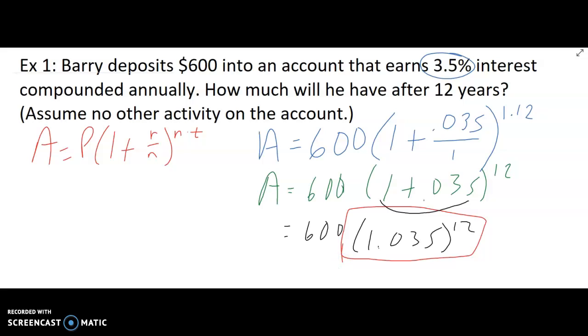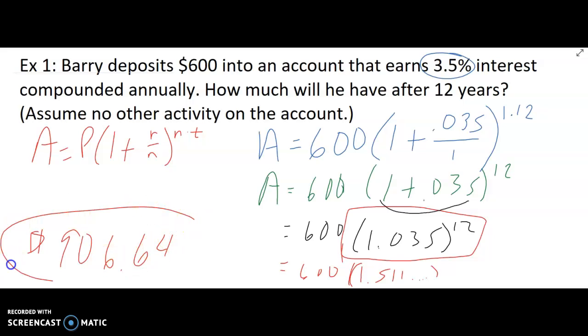This is going to give you a really ugly number. That gives me 600 times like 1.511, blah, blah, blah. You want to keep that in your calculator and then just hit times 600. So our final answer will be something like $906.64, rounded to the nearest penny. So if Barry puts this $600 in the account and leaves it for 12 years, it'll grow to be $906.64 after 12 years. Great, wonderful.